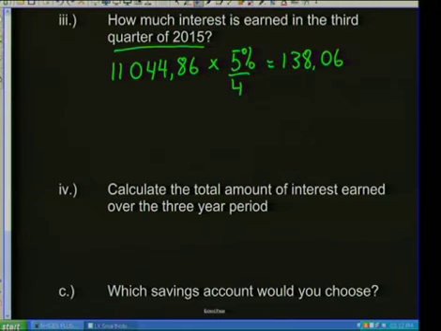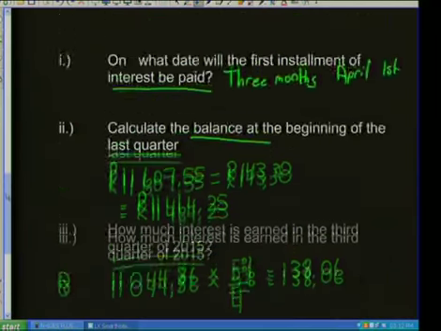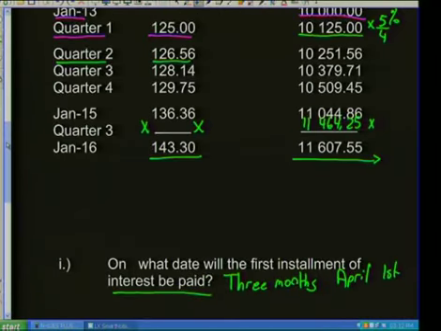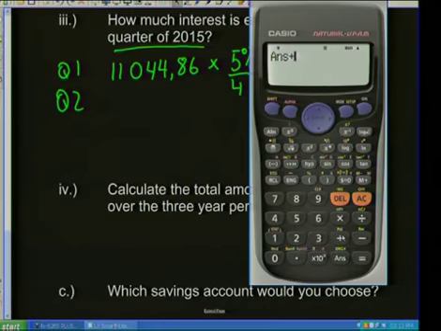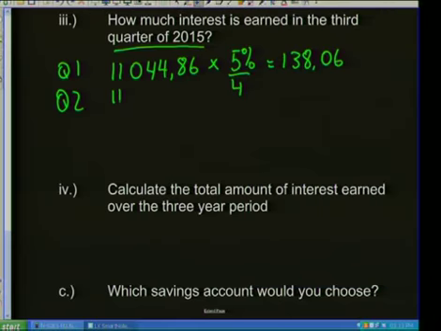And then I'm going to add it. So this was now quarter 2. Was that quarter 1? Let's just go through. That was quarter 1. Quarter 1. Now quarter 2, we're going to add these two. So plus 11,044.86, and I get 11,182.92.